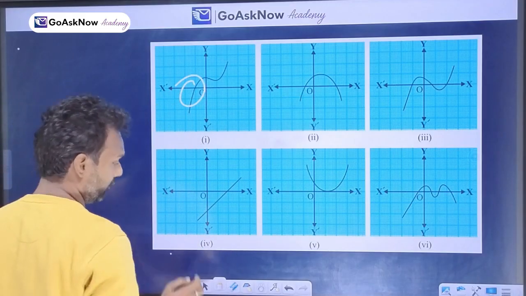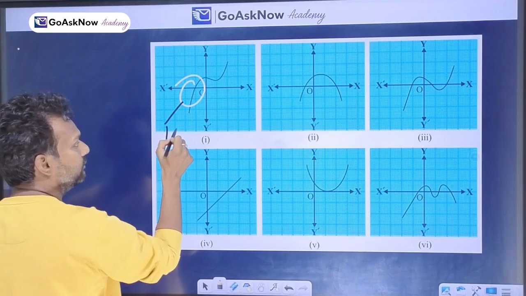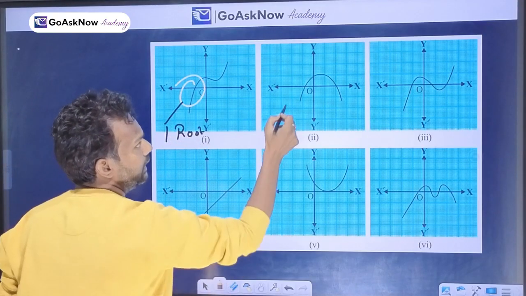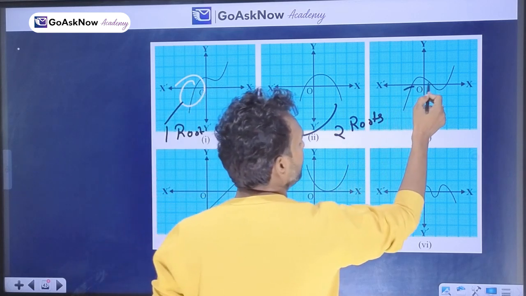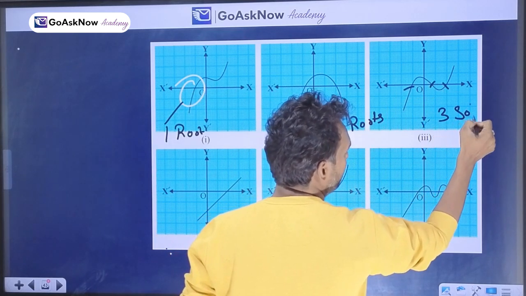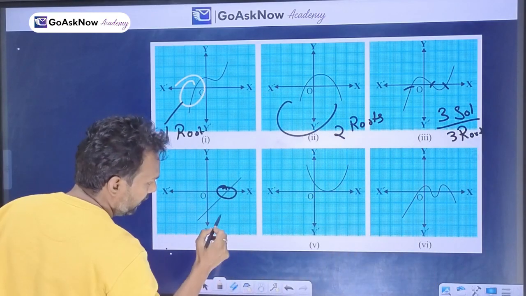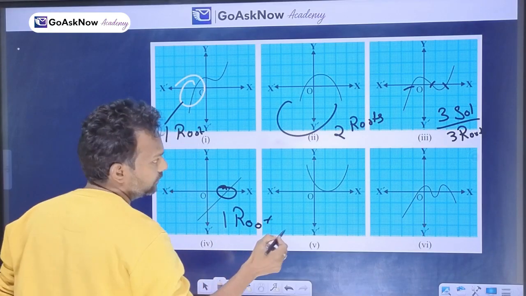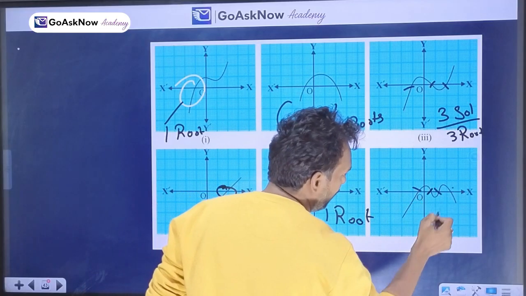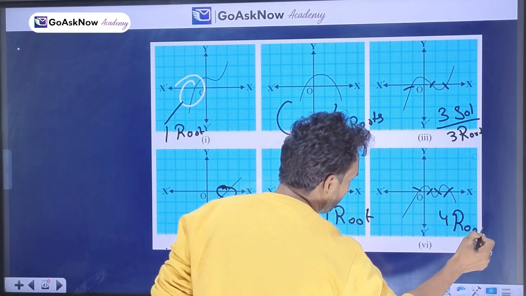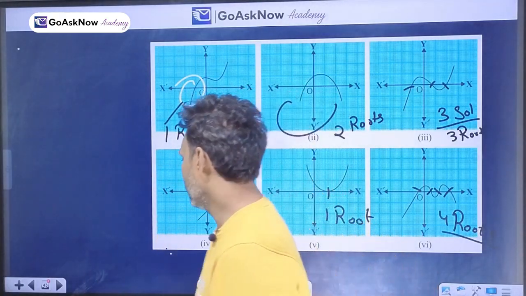This is intersecting at one place, therefore, one root. This has 2 roots. 1, 2 and 3, 3 solutions or 3 roots. 1 root. 1 root. 1, 2, 3, 4, 4 roots. It's beyond your syllabus. Okay. So, 4 roots is not in your syllabus.